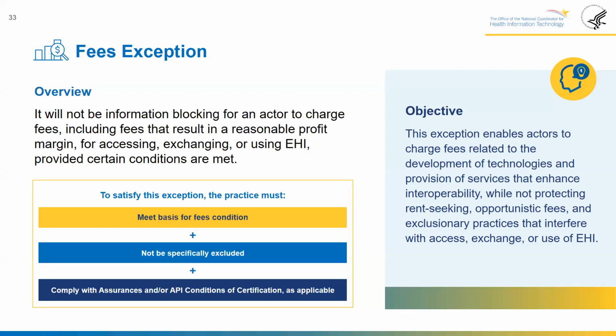So a note about this one first is that we did change the name. As you might remember, we framed the original exception in the proposed rule as an exception for recovering costs reasonably incurred, and now it's the fees exception. So we're talking about the same thing here. The change is consistent with our approach to focus on fees within the exception, which are, of course, related to costs incurred. So just a different shift there a bit.